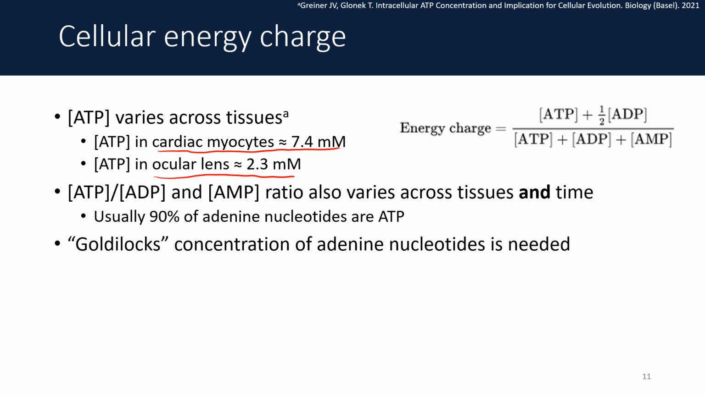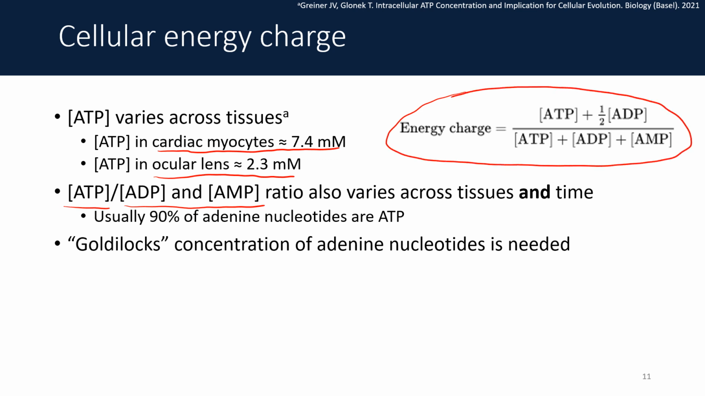And I think that brings me to my next point really well. It's not just how much ATP that a cell has that dictates its activity, but it's the ratio of ATP to ADP and AMP. That is what's important and what describes its current energy state. And there's a kind of confusing equation over here called the energy charge equation, where it's the concentration of ATP plus half the ADP divided by ATP, ADP, and AMP combined.